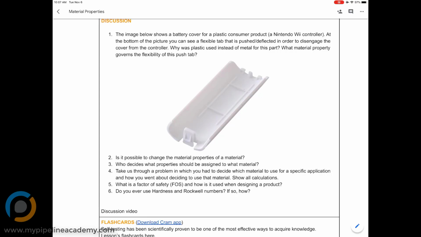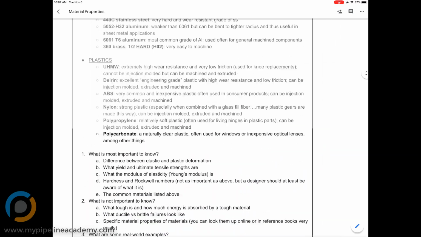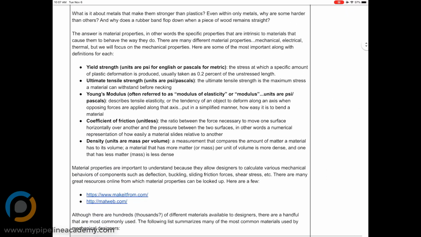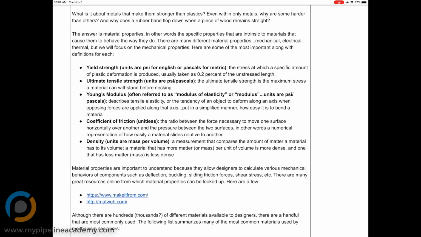So Raph, what do you think about that? What material property governs the flexibility of that push tab? What material property? What do we mean by material property? Well, we talked about yield stress and modulus of elasticity. What else did we talk about? Let's see here. Ultimate strength, coefficient of friction, density.